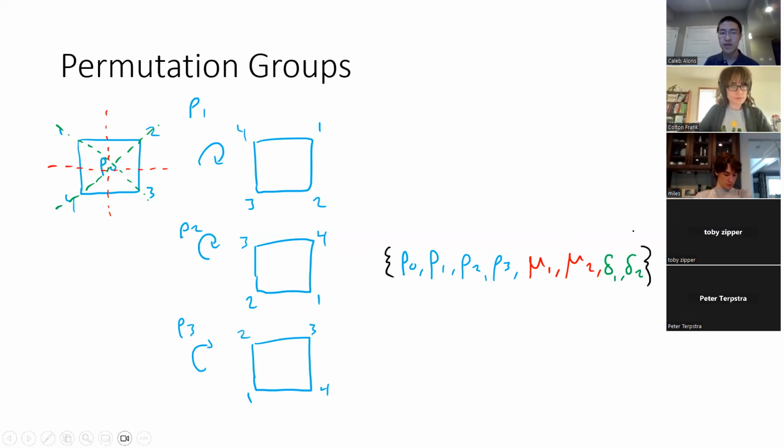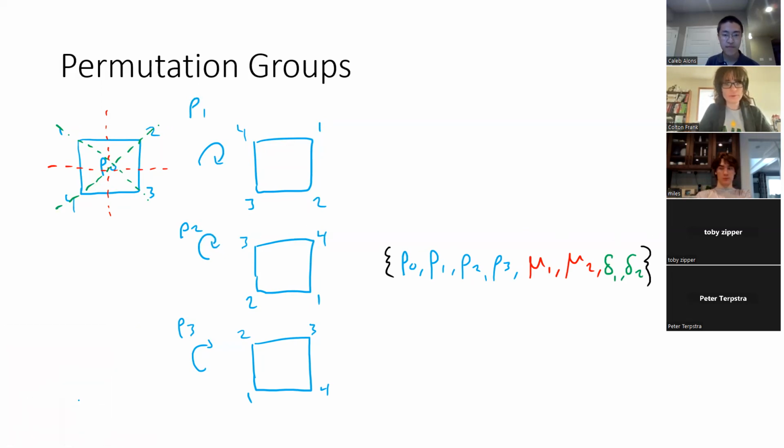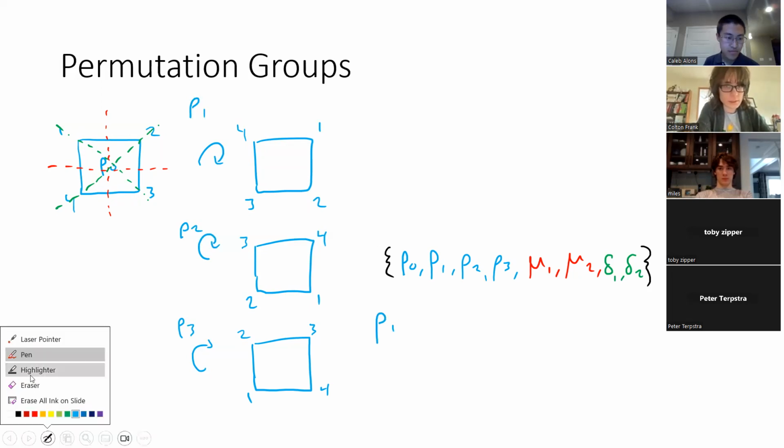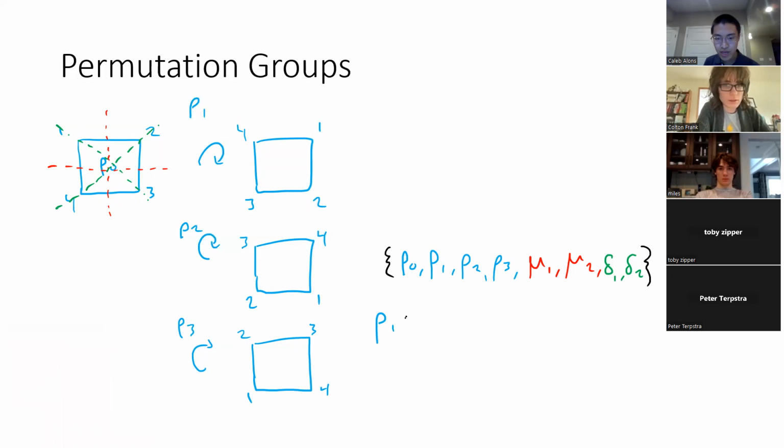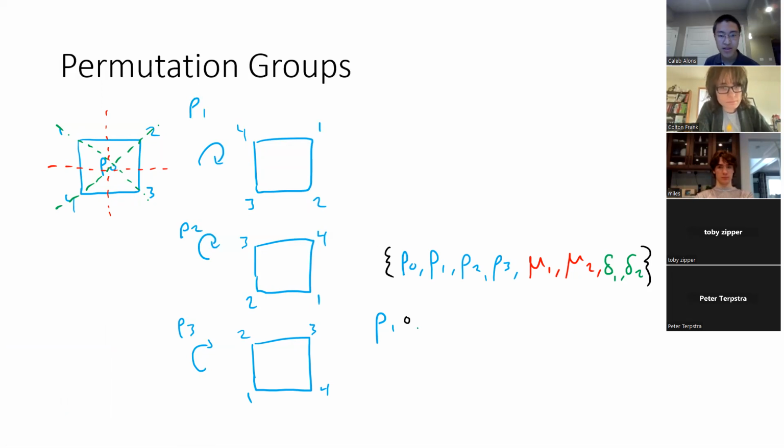So here's my question for you. This is sometimes a little bit difficult to visualize, but I think you can do it. What element do you get if I do row 1 first, and then after performing that rotation row 1, I perform the diagonal delta 1? So this will be delta 1 right here. And track what happens to your square.